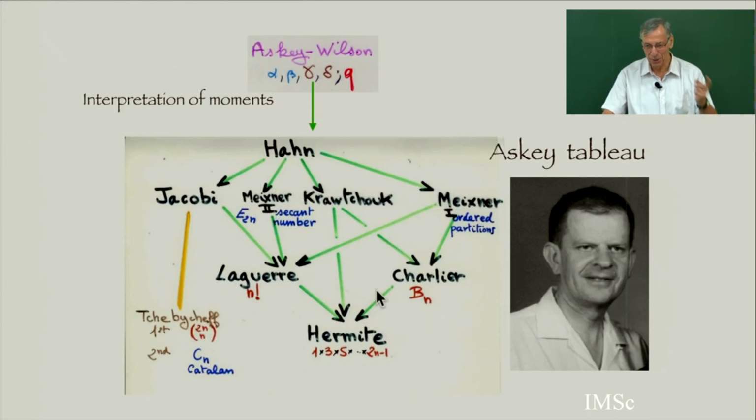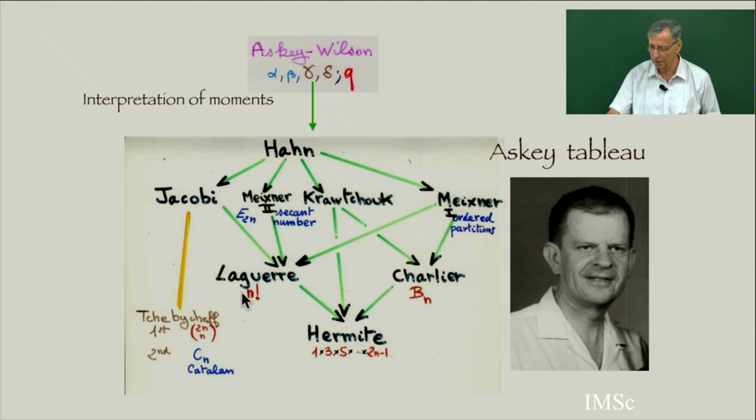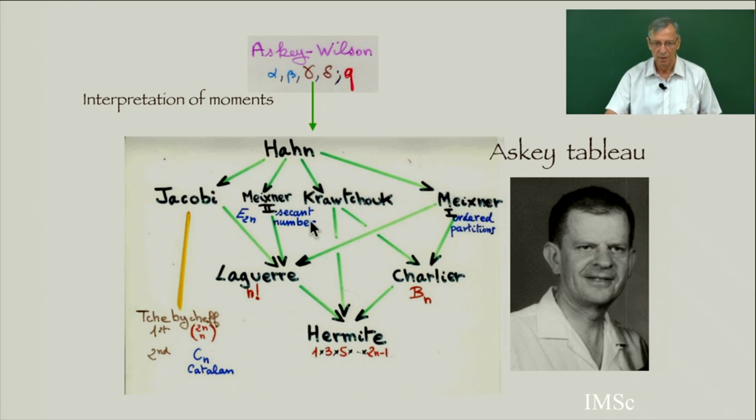Now the dual point of view is that you take the Askey tableau and you say this is the moment of this polynomial. Moments of Hermite are involutions with no fixed point. Moments of Chebyshev, second kind, are Catalan numbers, first kind, 2n choose n. Moments of Charlier polynomials are Bell numbers, the number of partitions. Moments of Laguerre polynomials are n factorial, permutations. The moments of Meixner, first kind, are ordered partitions. You take a partition, like this, a Bell number, moment of Charlier, and you put a total order on the blocks of the partition. And this gives you the moment of Meixner.